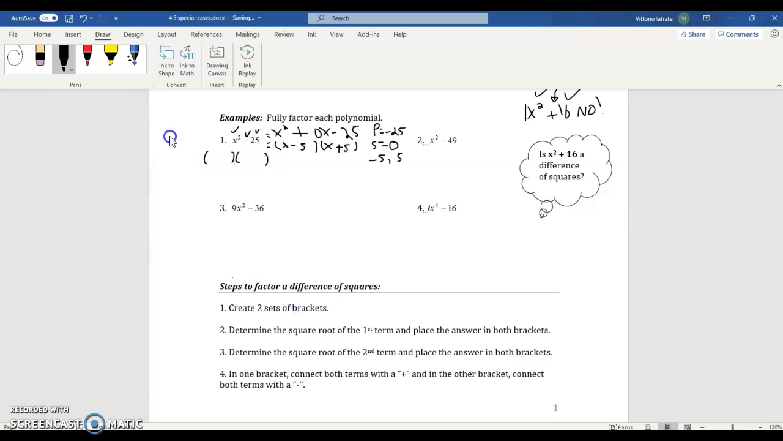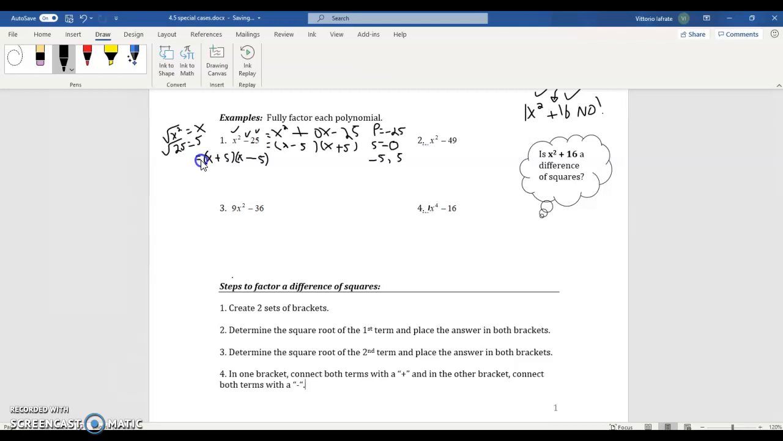Find the square root of the first term. So the square root of 1x squared, square root of x squared is simply x. So you'll place x in both brackets. Find the square root of the second term, so the square root of 25 is 5. Put 5 in both brackets. And then connect one by the plus over here and the other by the minus over here.